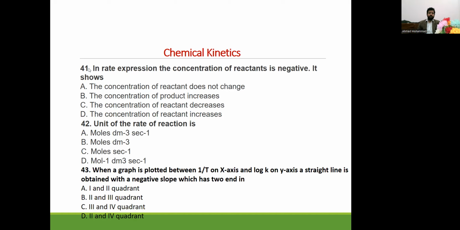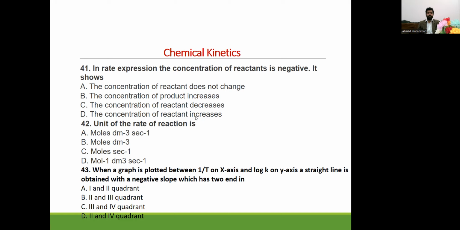If we talk about question number 41, the rate expressed as the concentration of reactant is negative. It shows the concentration of reactant does not change, the concentration of product increases, the concentration of reactant decreases, or the concentration of reactant increases. So among these four options, the right option is C, the concentration of reactant decreases.